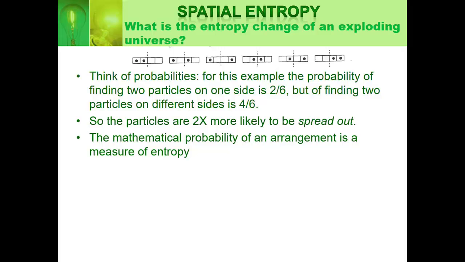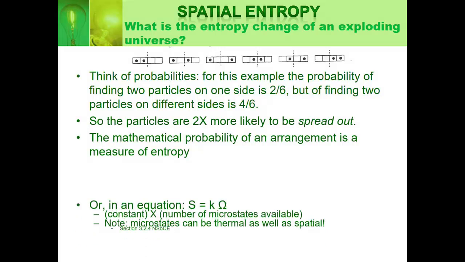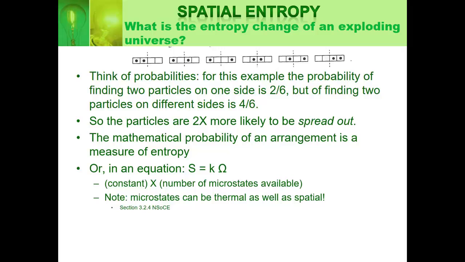So this is actually related to the entropy. The fact that there are 4 ways to be spread apart but only 2 ways to be together can be expressed mathematically as a probability. And there's this equation, which is simple on the surface. What it is that entropy is related to a constant times the number of microstates available at that energy level.